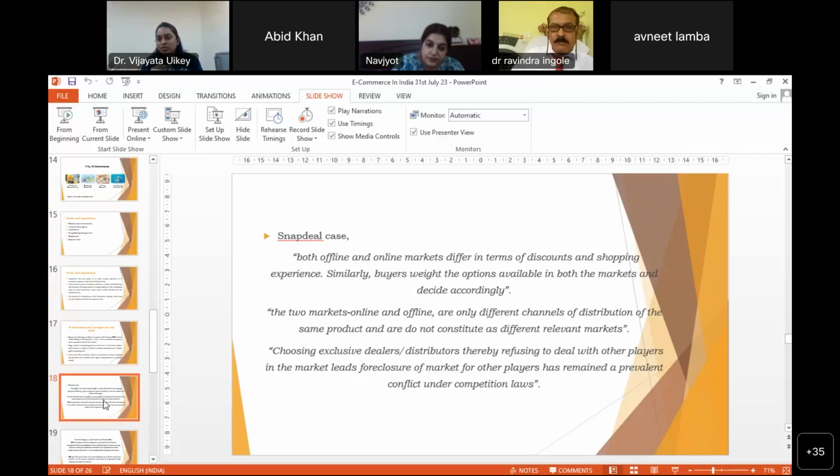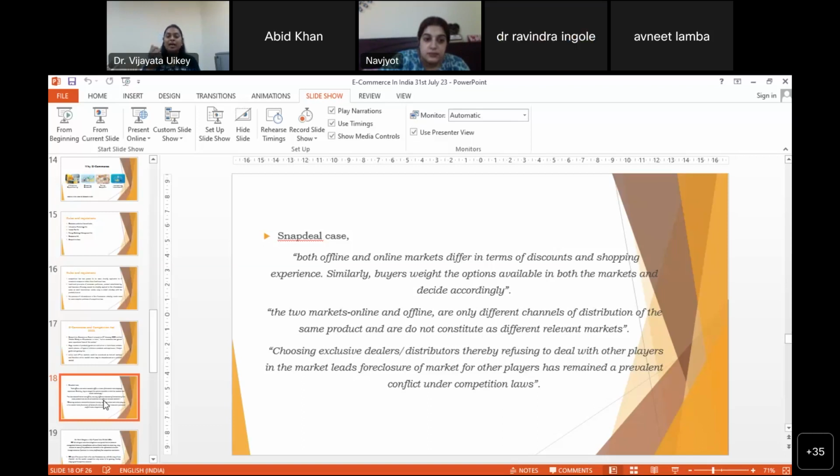The CCI was of the view that both offline and online markets differ in terms of discount and shopping experience. Similarly, buyers weigh the options available in both markets and decide accordingly. So here the CCI's approach was very different. They said offline and online markets just differ in their discount and shopping experiences, and it is all up to the customer to decide where it is better, where to go, and where to buy from.